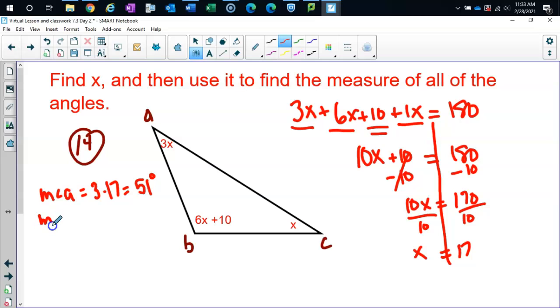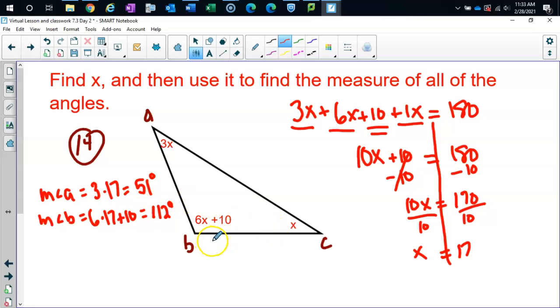Find the measure of angle B. Go. All right, angle B is 6x plus 10, and we just found x to be 17. So 6 times 17 plus 10. You punch that into your calculator, you end up with 112 degrees.